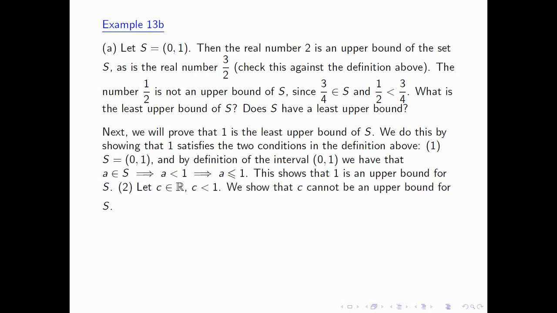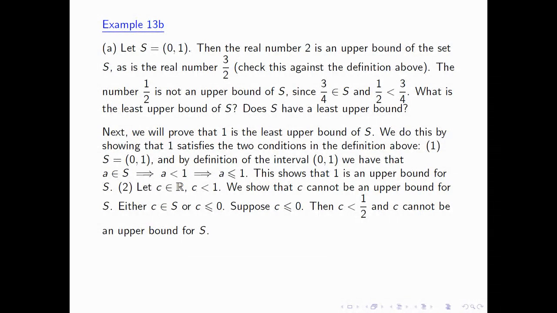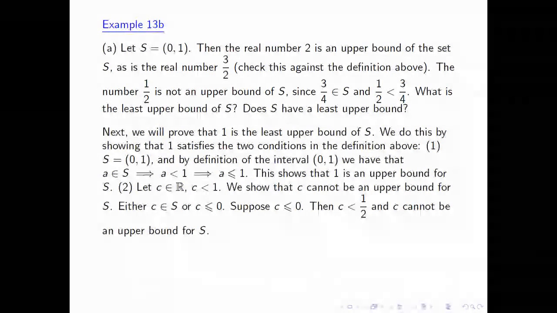2. Suppose C is any number which is less than 1. We will show that C cannot be an upper bound. Now, either C is in S or C is less than or equal to 0. Suppose it's less than or equal to 0. Well, then half must be bigger than C, and C cannot be an upper bound for S. Because for C to be an upper bound, it must be larger than or equal to 1/2.